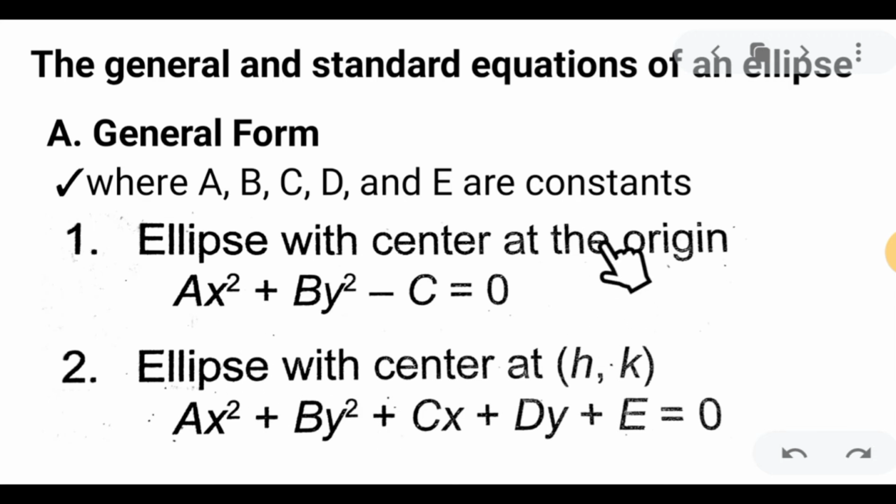This is the equation. For number 1, we have here the general equation of the ellipse when the center is at the origin. So this is Ax squared plus By squared minus C equals 0. For number 2, this is the general form or general equation of an ellipse with center at (h, k) or at (x, y). And that is Ax squared plus By squared plus Cx plus Dy plus E equals 0.